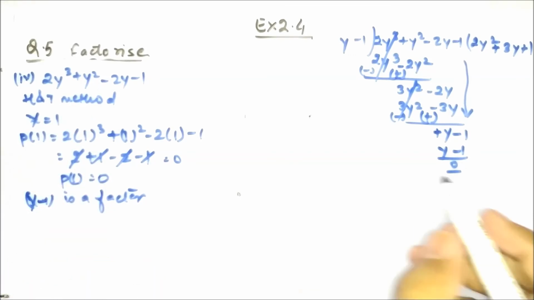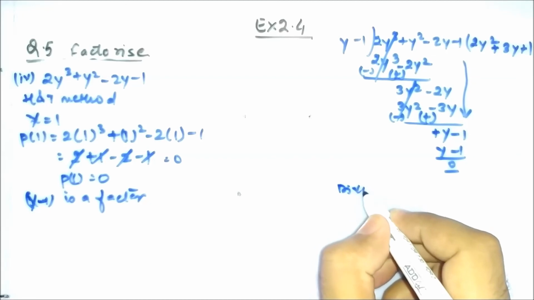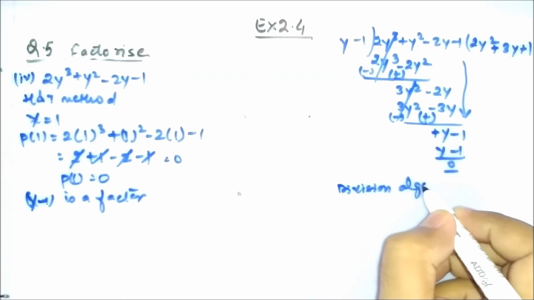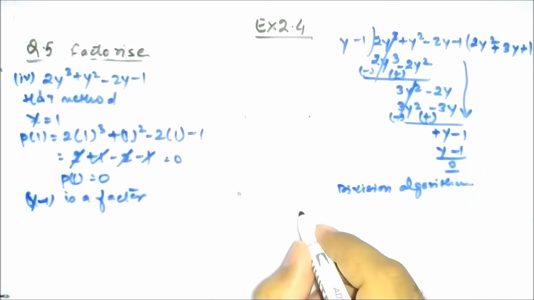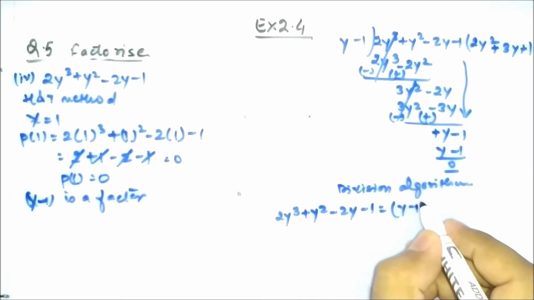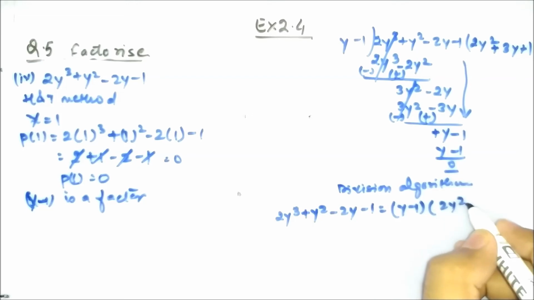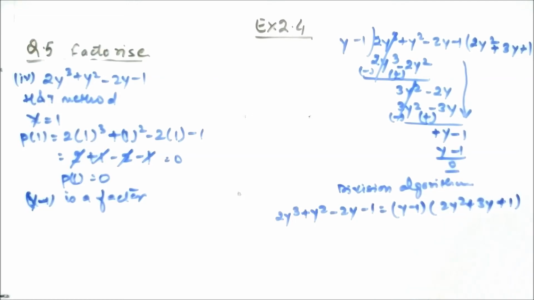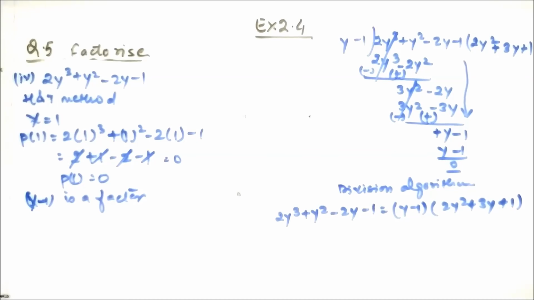Now from here we'll use division algorithm. By division algorithm, we can say that this dividend, that is 2y cube plus y square minus 2y minus 1, is equal to this y minus 1, that is divisor, and quotient, that is 2y square plus 3y plus 1. Again we use the splitting the middle term method for 2y square plus 3y plus 1. The value of a into c will be 2 into 1, that is 2. So the factors will be 1 into 2. That is only possible because the middle term is 3y, and 3 will be 1 plus 2. So the factors are 1 and 2.